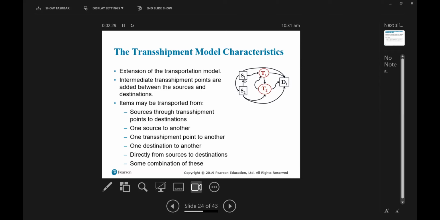You can also ship the goods from one source to another. You can also move it from one transshipment point to another. So we can move from T1 to T2. Then from one destination to another if you have several destinations. Then directly from sources to destinations. So you can have direct from S1 to D1. Then some combination of these. They are all part of the transshipment issue.